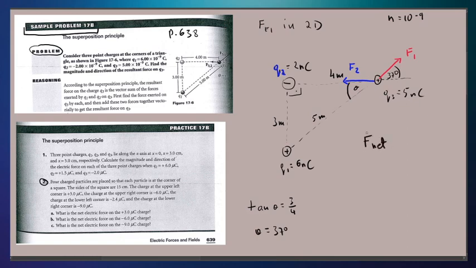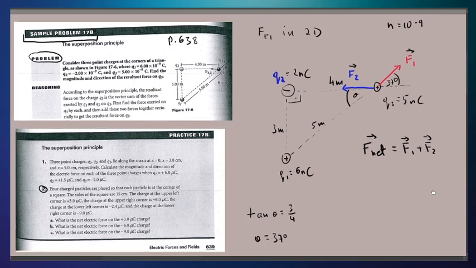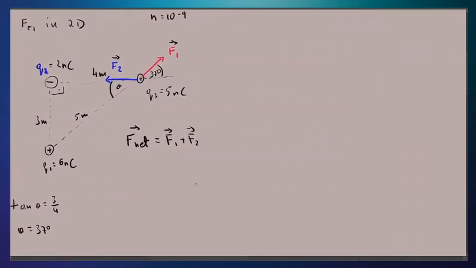Fnet on Q3, and that specifically would be F1 plus F2. But I'm in 2D, so I have to add these things as vectors. So I'm going to slide this picture, this whole thing now. And let's maybe first do F2 because it's less work. So F2, let's calculate that out.